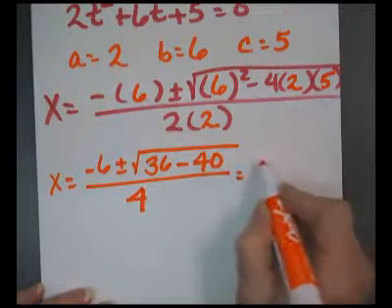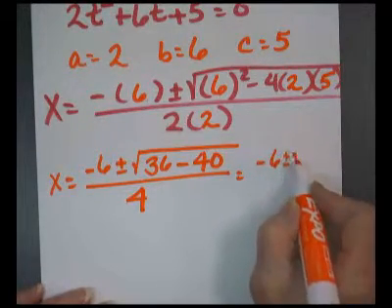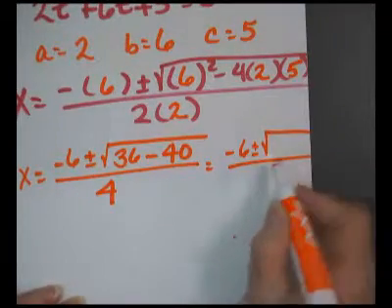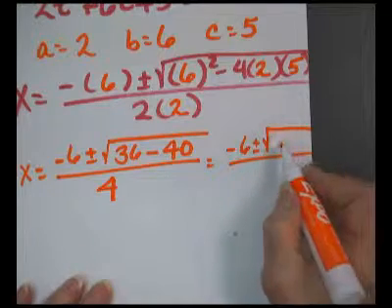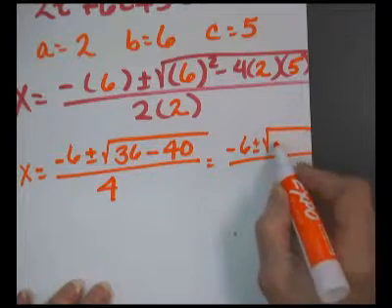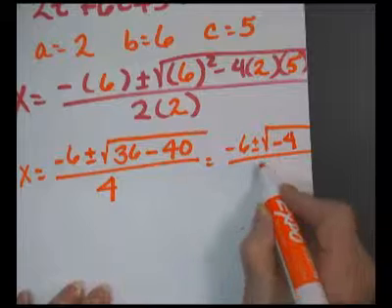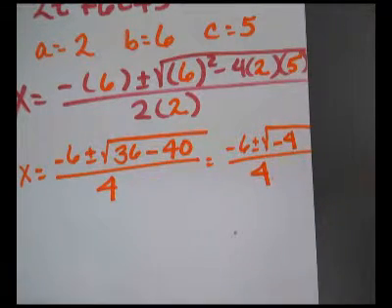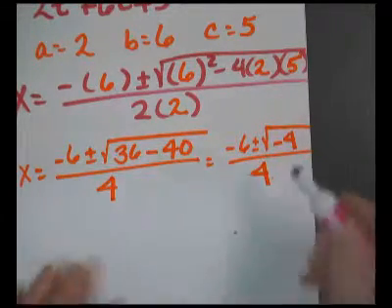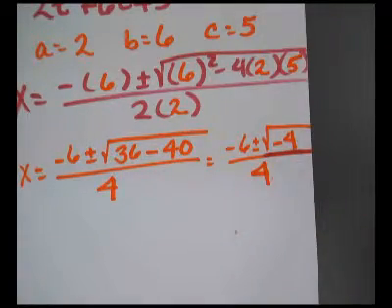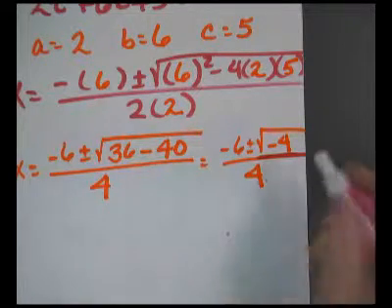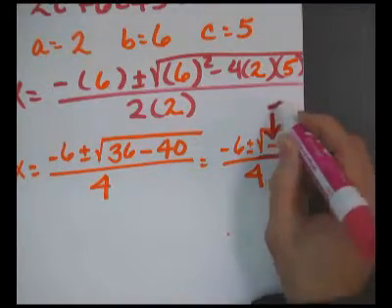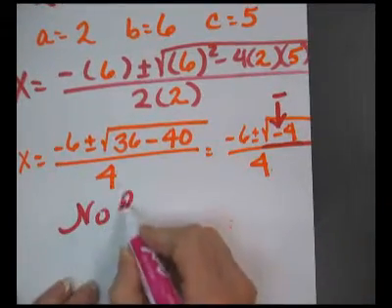So we have negative 6 plus or minus 36 minus 40. Negative 4. Houston, we have a problem. It's no solution. You cannot have a negative under the square root. No real number solution.